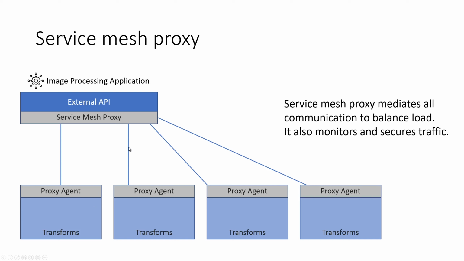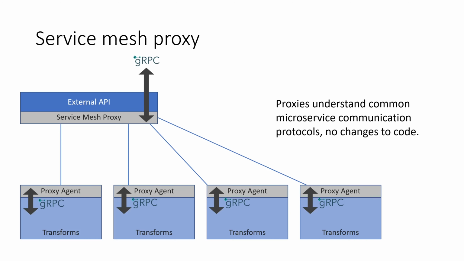To understand how this works, we need to remember that microservices use standard protocols to communicate with other microservices. For example, we might use gRPC or REST to exchange messages with other microservices. The proxy agent also understands these protocols. So it receives a request from the service mesh proxy and then forwards it to our microservice using the API that our microservice supports, be it REST or gRPC. So our transforms microservice doesn't need to be changed. If it was using gRPC before, it will still use gRPC, but now instead of talking with other microservices directly, it will talk with the proxy agent.